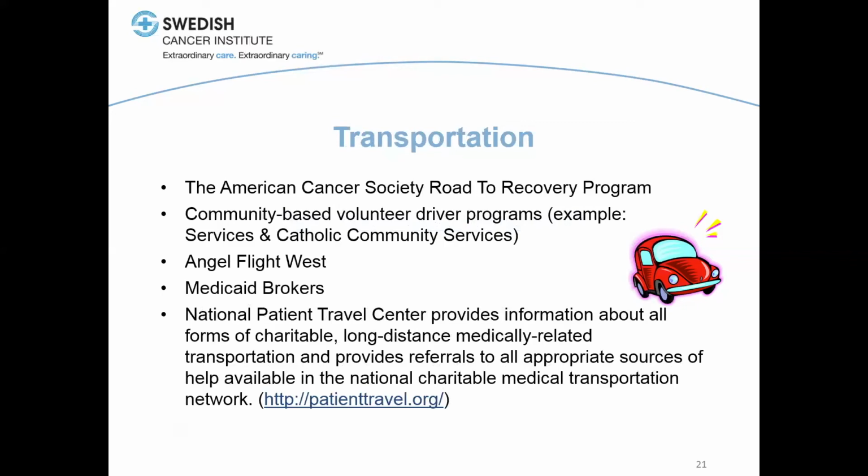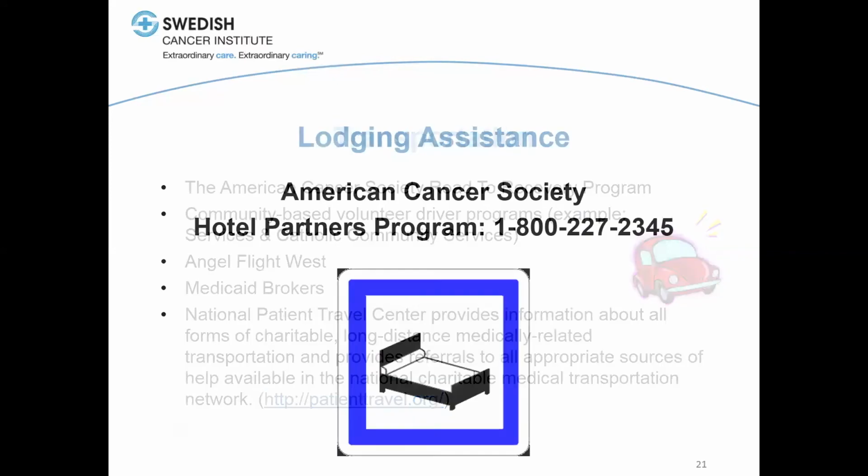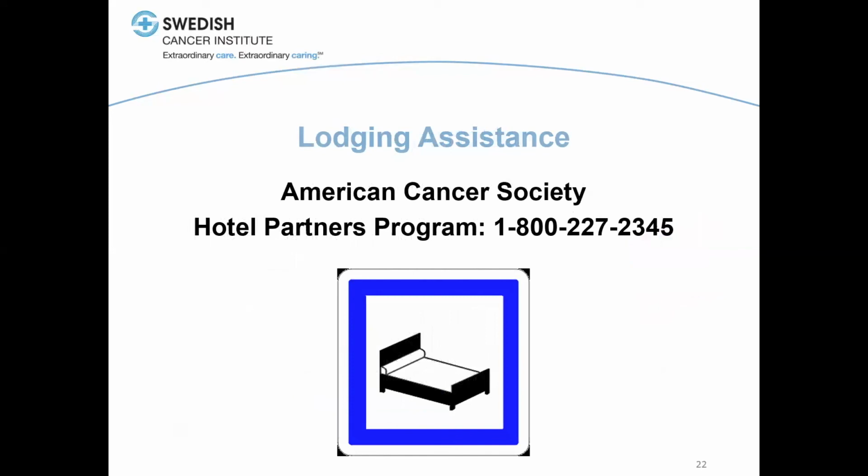There's Medicaid brokers. There's also the National Patient Travel Center, which provides information about all forms of charitable, long-distance, medically related transportation and provides referrals to all appropriate sources of help available in the National Charitable Medical Transportation Network. There may be situations where you need to travel to receive oncology care, and the American Cancer Society has a Hotels Partner program that you may be eligible for. Please contact them directly for criteria and eligibility.